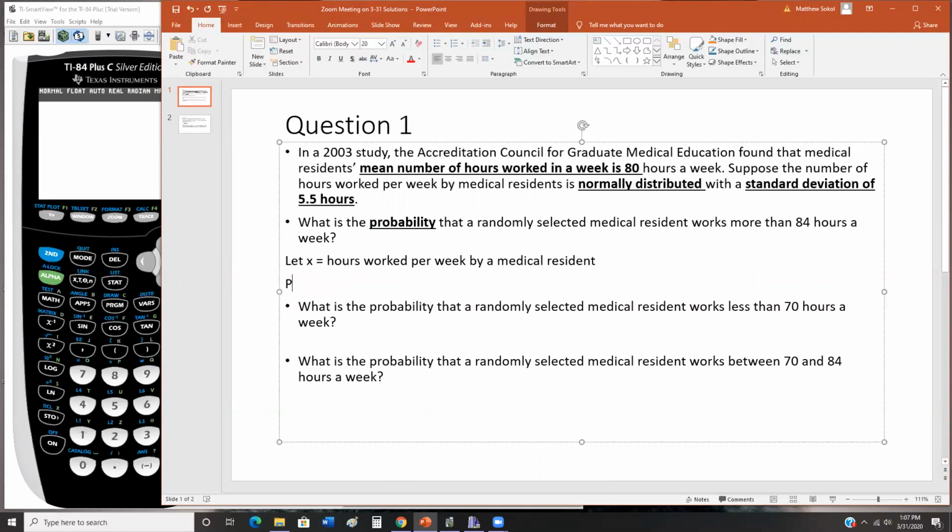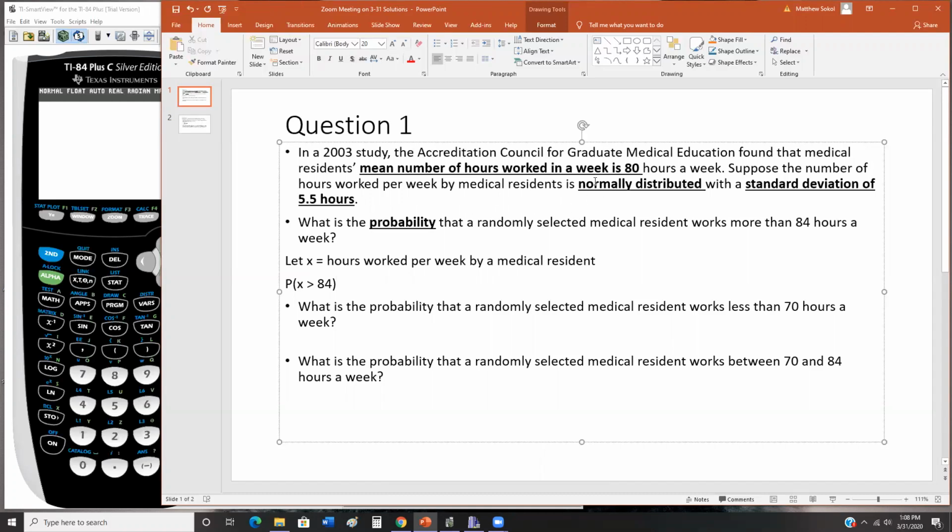All right, and what I want to find, and don't worry about these slides, I'm also going to post these slides to the classroom so you can download them too. I want to find the probability that this medical resident works more than 84 hours per week. Okay, that's what I want to find.